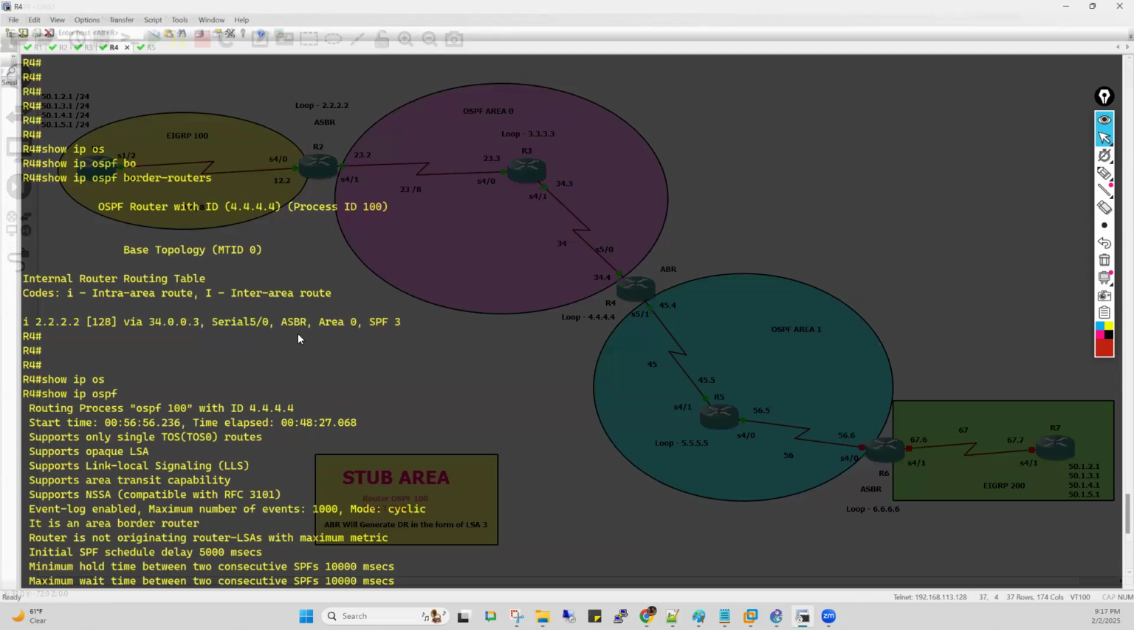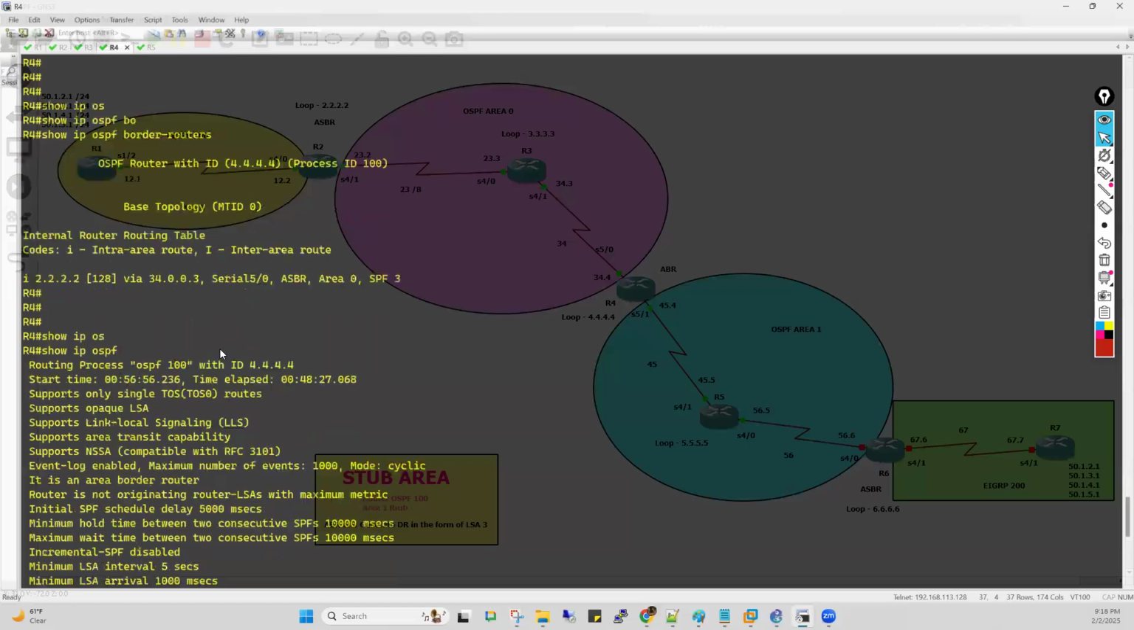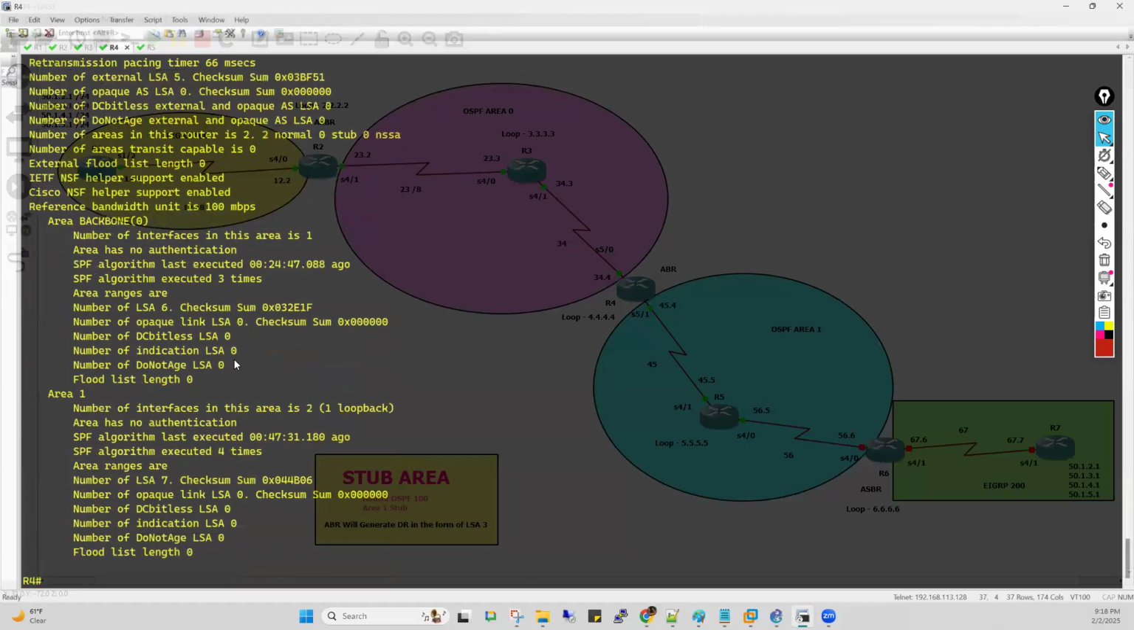Everyone, yes or no? Right now, here you are getting I. I means intra area. It means R4 understands that the ASBR is present in my area. Intra means my area, inter means different area. Are you getting my point? Yes or no? Any doubt, guys? Anyone? No doubt?